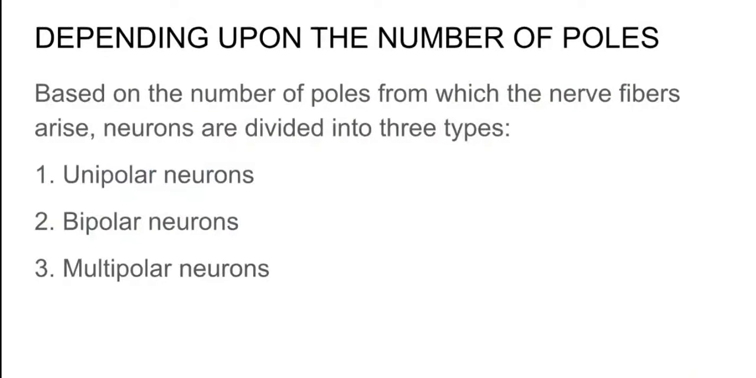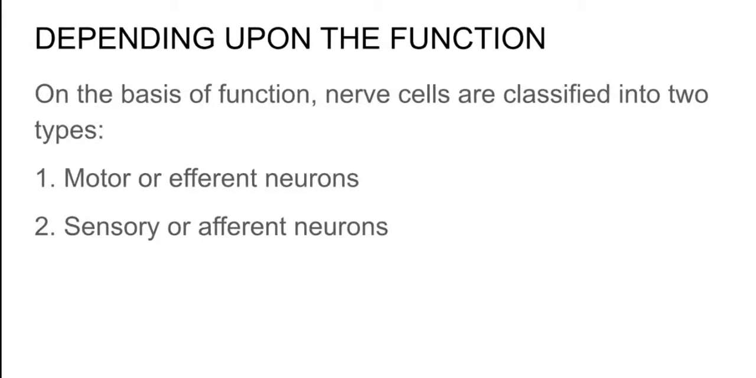Depending upon the number of poles, based on the number of poles from which the nerve fibers arise, neurons are divided into three types. First, unipolar neuron, second, bipolar neuron, and third, multipolar neurons. Depending upon the function, nerve cells are classified into two types, that is, motor or efferent neuron and sensory or afferent neurons.